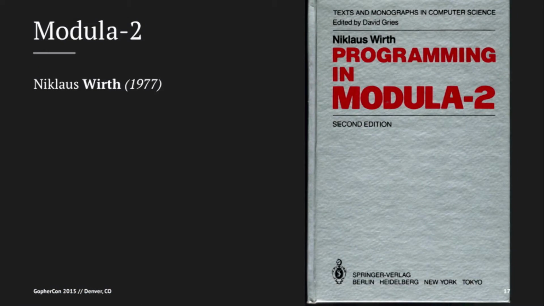Modula-2, another arch on which Go rests. Modula-2 came out in 1977. It was created by Niklaus Wirth. Niklaus Wirth was also the creator of Pascal. He wanted a modern successor to the Pascal language, which would again have some innovative features.